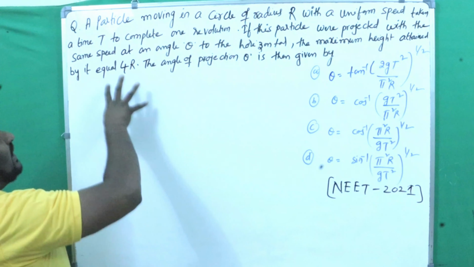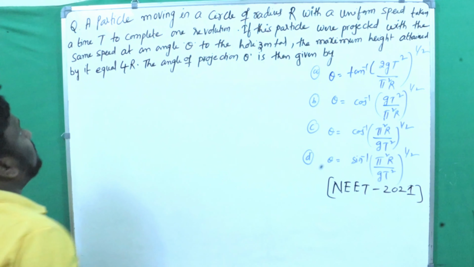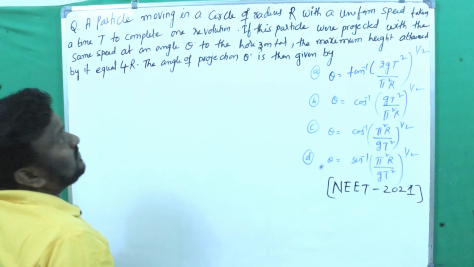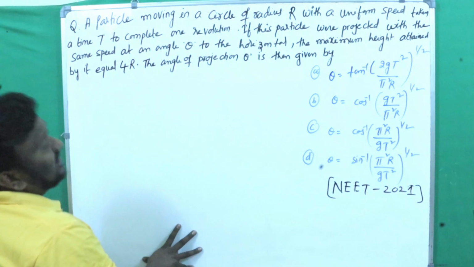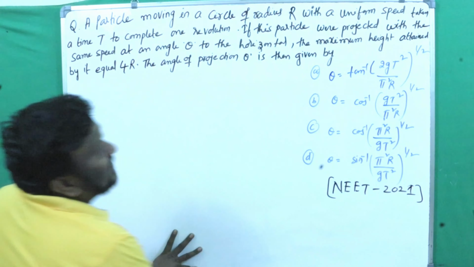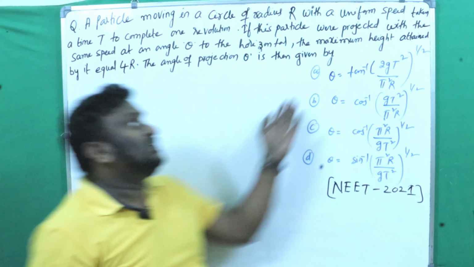See once again, a particle moving in a circle of radius r with uniform speed, taking a time T to complete one revolution. If this particle were projected with the same speed at an angle theta to the horizontal, the maximum height attained by it is equal to 4r. The angle of projection theta is given by?